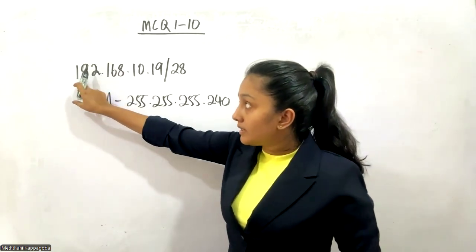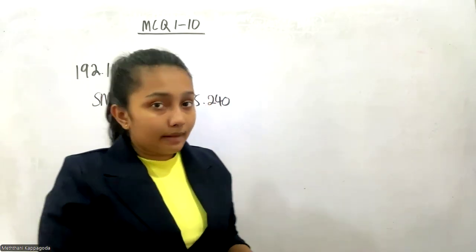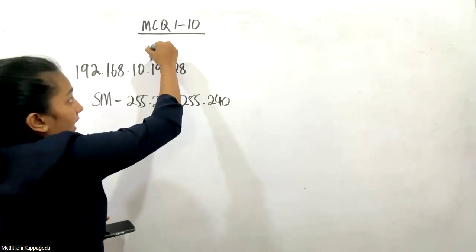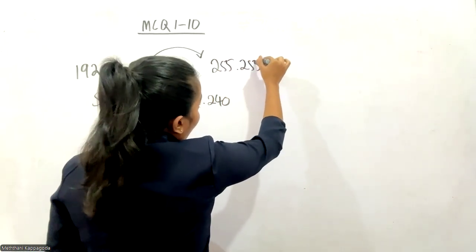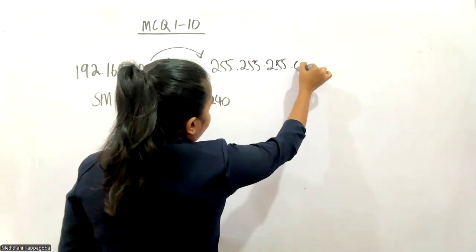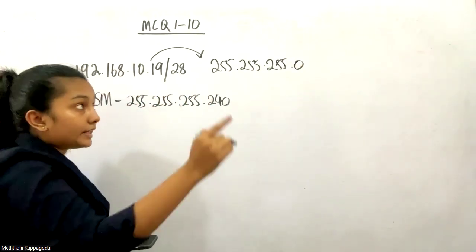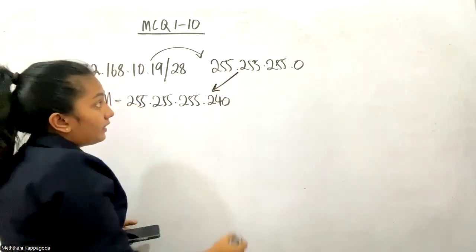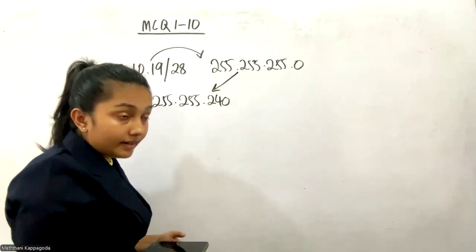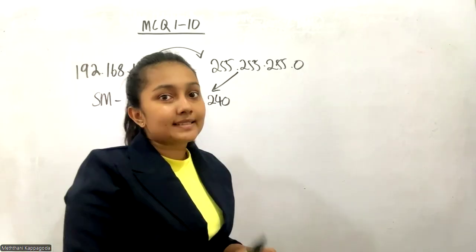The IP address given to you is a class C IP address. For a class C IP address, the default subnet mask is 255.255.255.0. So the default subnet mask and the given subnet mask are different. It means this has been subnetted.